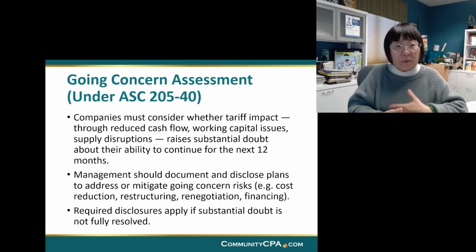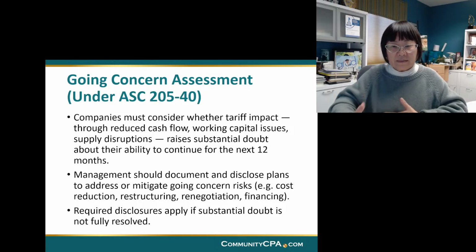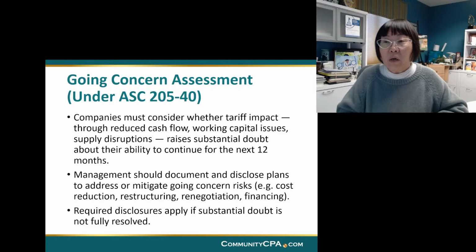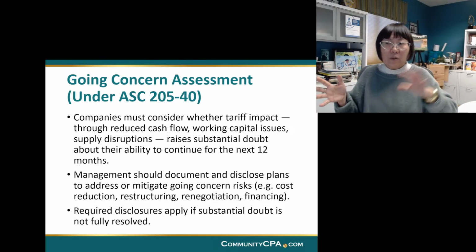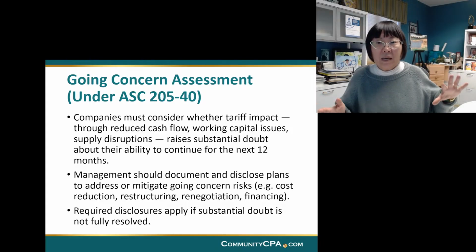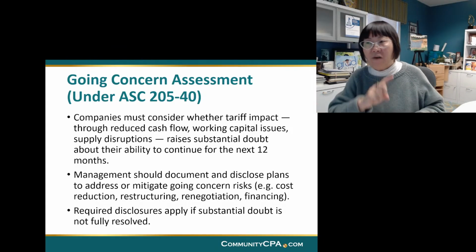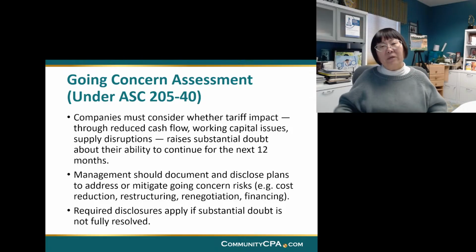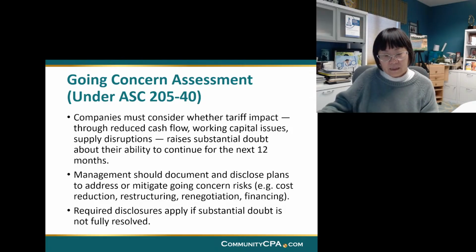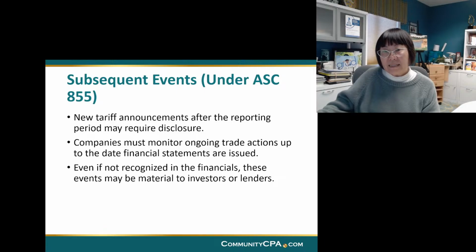These are part of the requirement again for companies of certain size or public companies to address ongoing concern assessment. So I can see that next year, in 2026, when you look at the financial statements in the annual reports online for public companies, you'll find all of them will have a section in the notes talking about going concern assessment. All right. Then subsequent events, that is ASC 855: new tariff announcements after the reporting period may require disclosure.